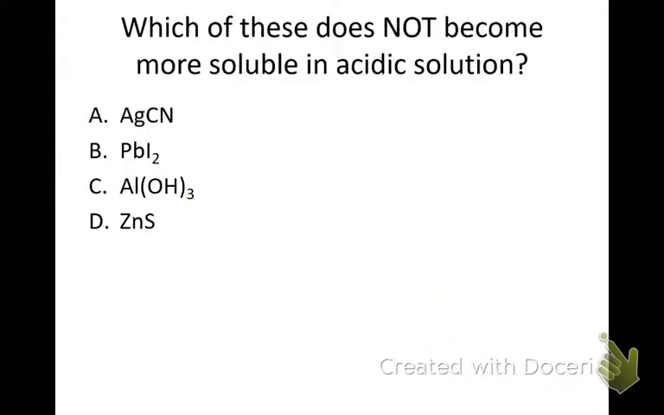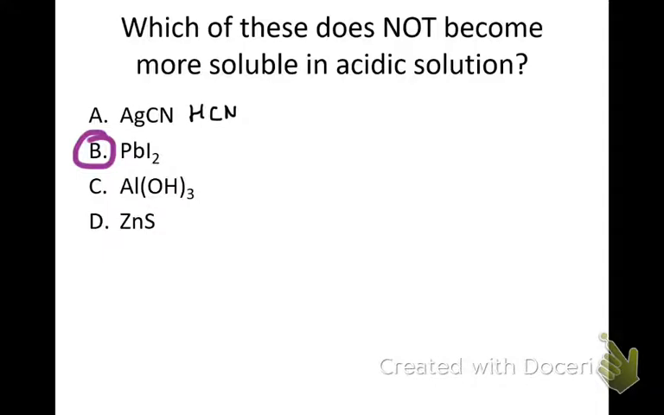Okay, so test yourself. Which of these does not become more soluble in acidic solution? The best answer here is B, PbI2. So let's think through that. So in each case, we're looking at the anion. So we see that CN- could become HCN. That is a weak acid.